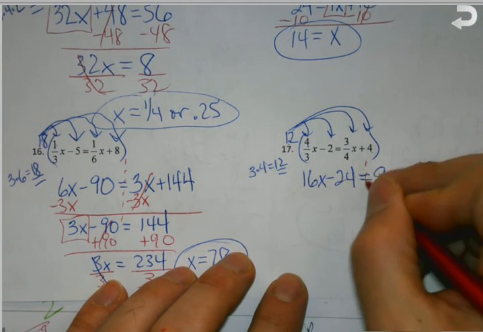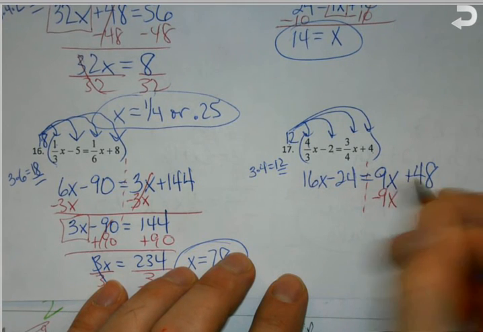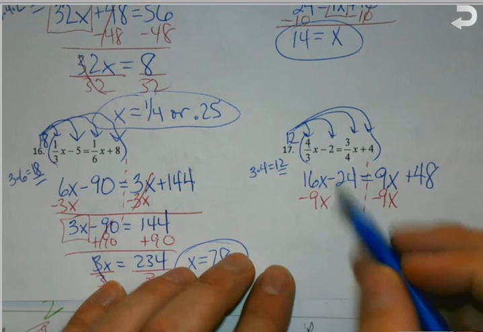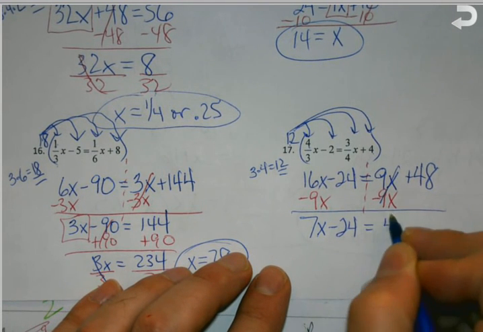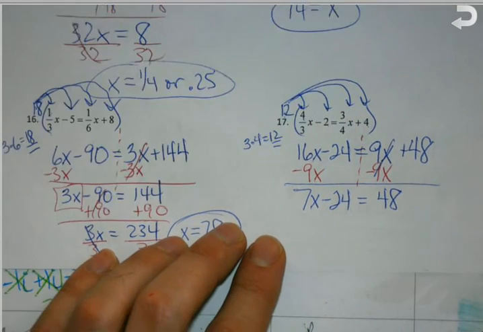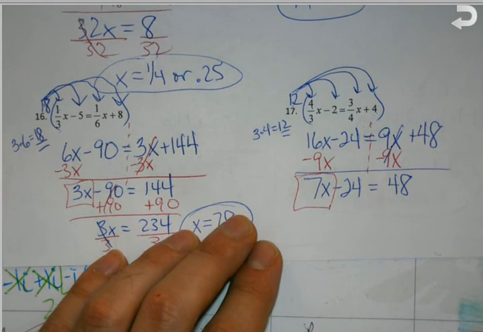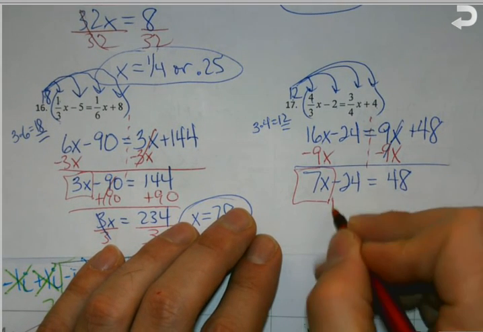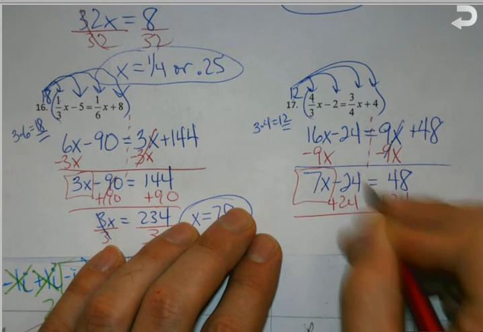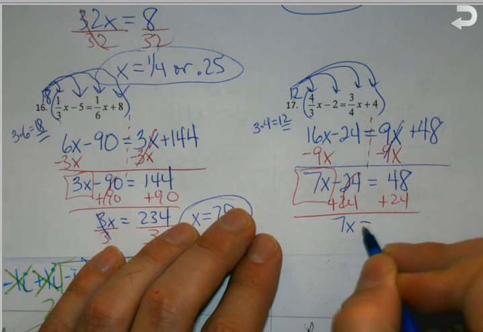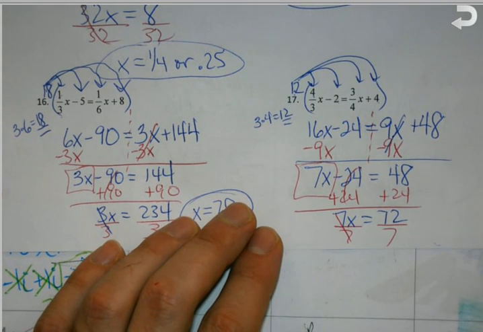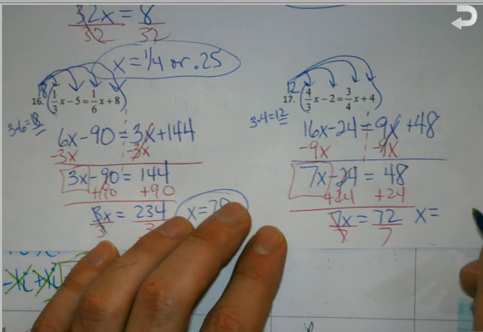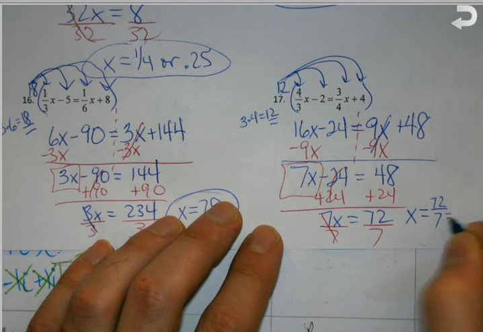Now what? Get your x's together since they're on opposite sides of my equals. They're on opposite sides of the wall, let's say. We do an opposite. The equals does not move. To get 7x alone, what do we do? Add that 24. Divide by 7. This is going to be fractional or a decimal. 10.28.